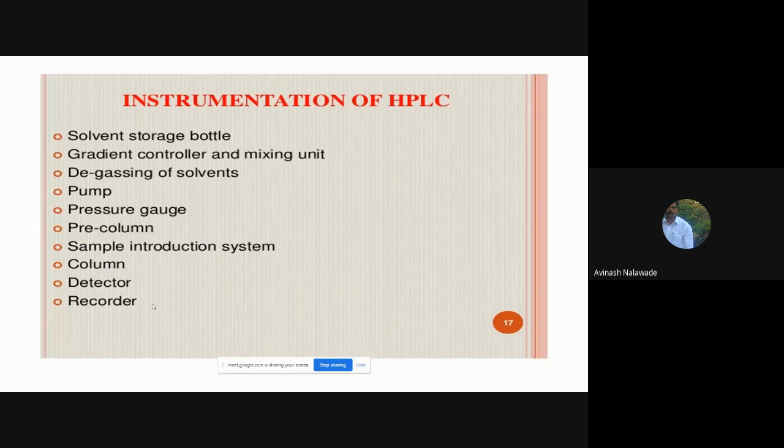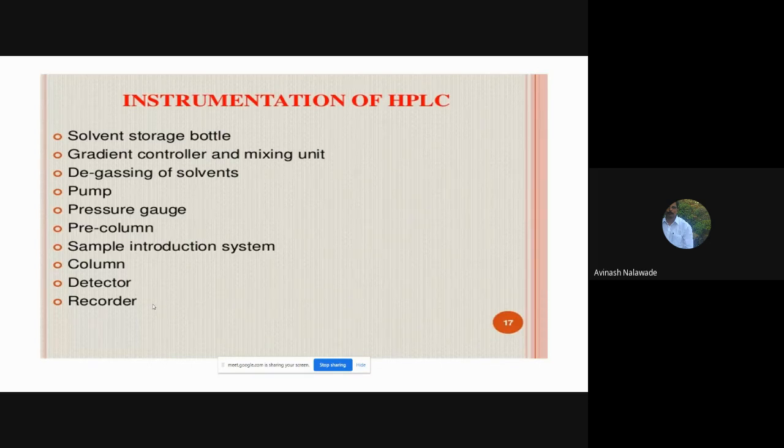Sparging is actually the technique of removing the gases by passing an inert gas like nitrogen or any other type of gas through the solution. Another property is that whenever we are using these gases like nitrogen or any other inert gas, that gas must not be soluble in the mobile phase or the solvent.